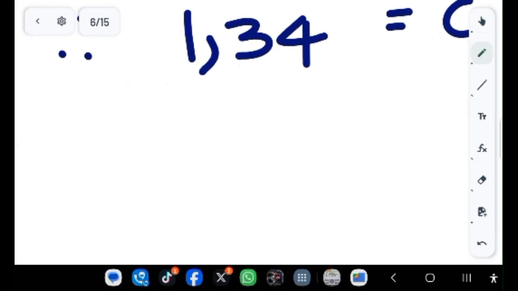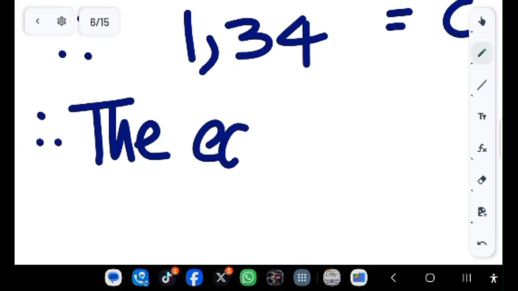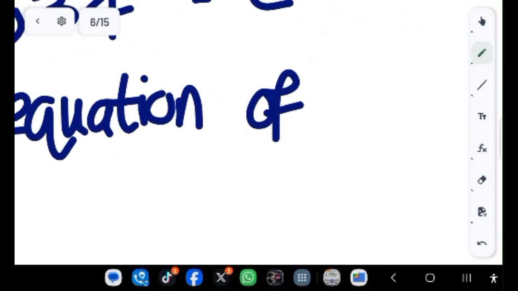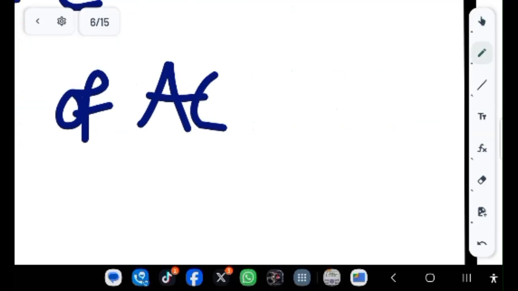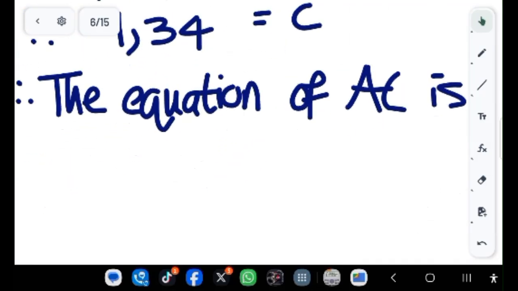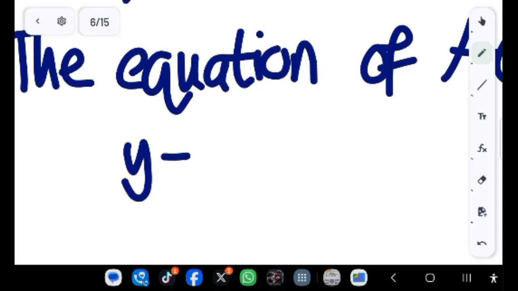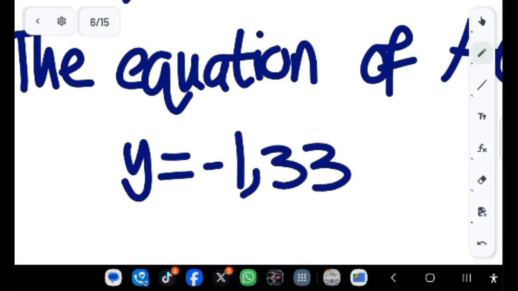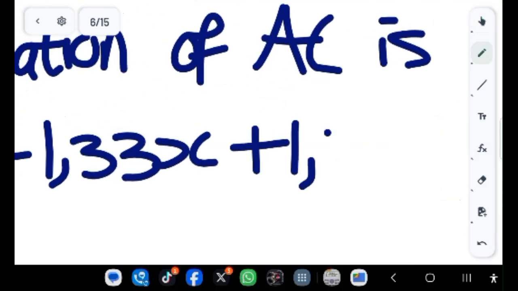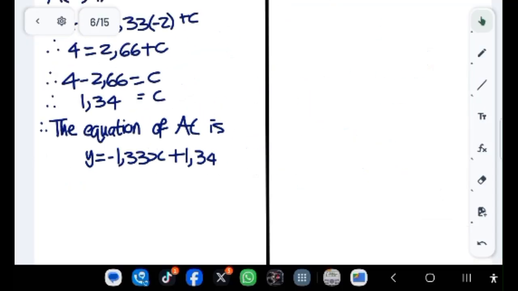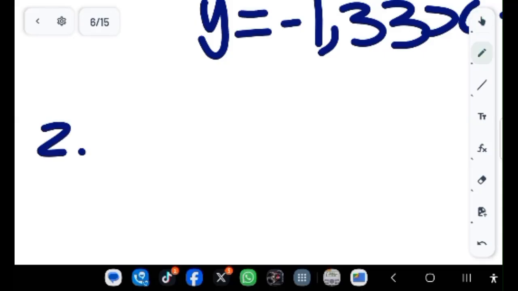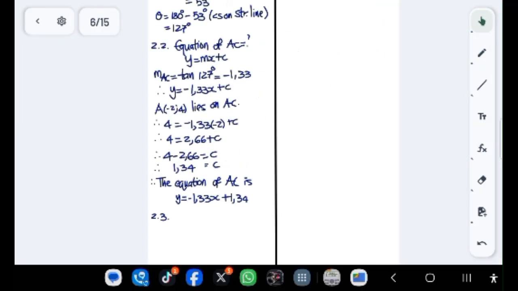Therefore, the equation of AC is y equals negative 1,33x plus 1,34. That is the equation of AC. Next question, which is 2.3.